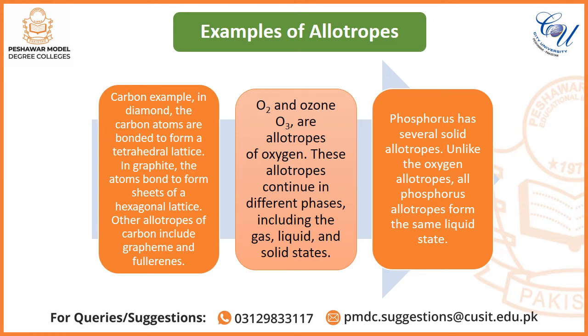O2 and ozone O3 are allotropes of oxygen. These allotropes exist in different phases, including the gas, liquid, and solid state. Phosphorus has several solid allotropes. Unlike the oxygen allotropes, all phosphorus allotropes form the same liquid state.